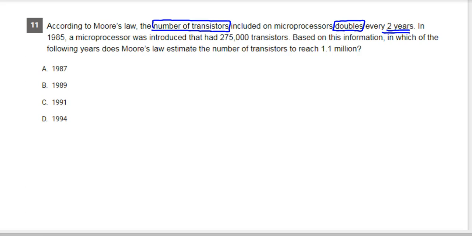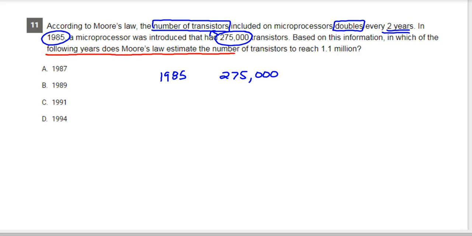In 1985, a microprocessor was introduced that had 275,000 of these transistors they were talking about. So let me just write that down. In 1985, 275,000 transistors. Well, it says then they double every 2 years. And the final question is, based on the information, in which one of the following years will the transistors reach 1.1 million? So if I'm doubling every 2 years, when do I get to 1.1 million?